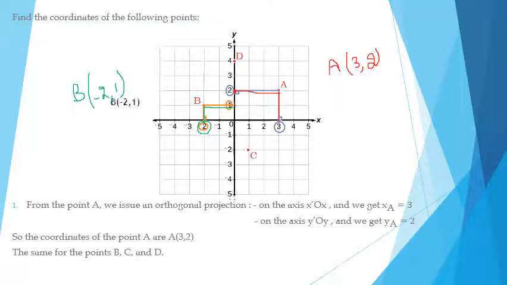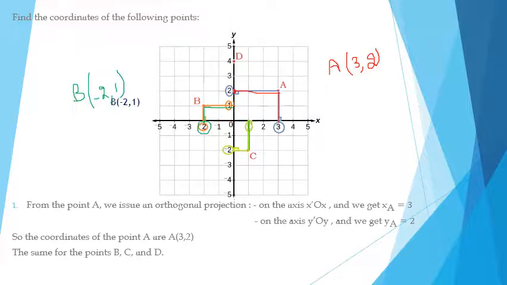Similarly, how to find the coordinates of point C? Let's try it together. I start by locating the projection of C on the x-axis. It's point 1. On the y-axis, it's on 2. So I can write C with abscissa 1 and ordinate 2. Fine, these are the coordinates. You have to study this word, the coordinates of point C. Okay, it's -2, sorry, not 2.